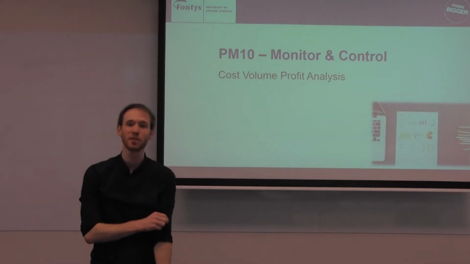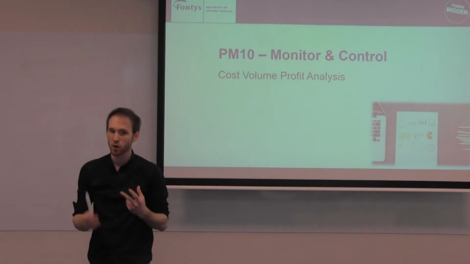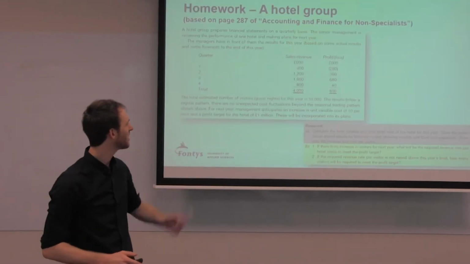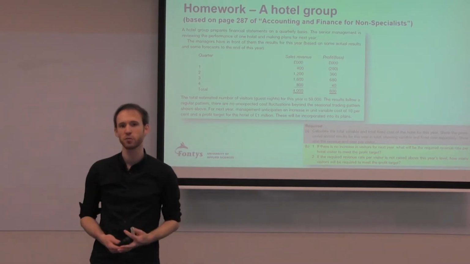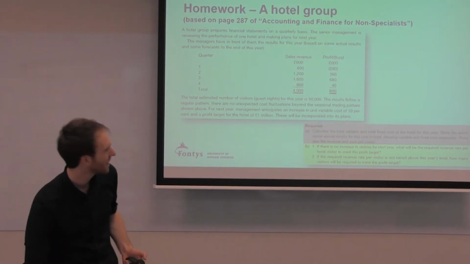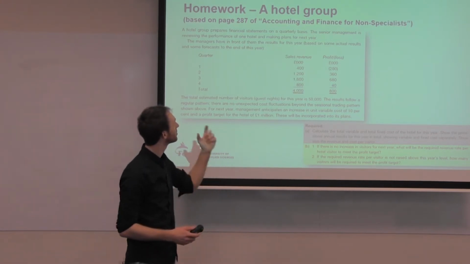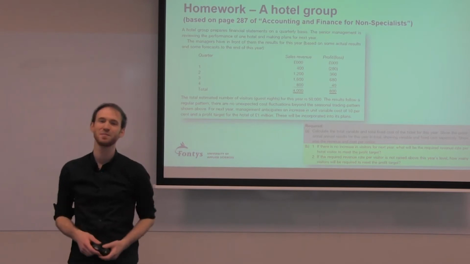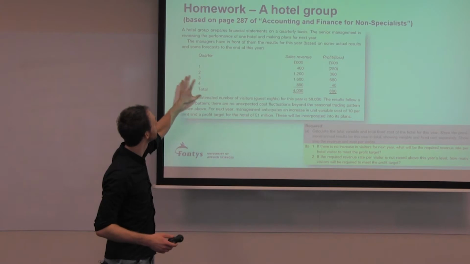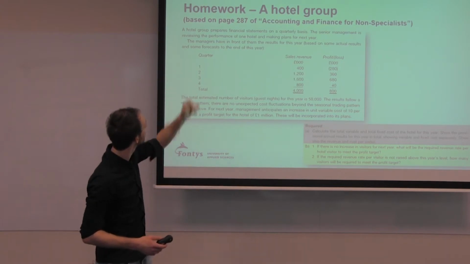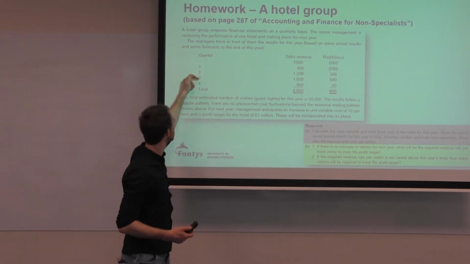Okay, welcome back to the tutorial of the cost volume profit analysis content that we have in this week. We have one task that we deal with in this tutorial, which is the hotel group task, which is a bit more demanding, as said already in the lecture. So a hotel group is actually about a hotel, as the name says, and they have presented you with certain financial data. So the hotel group prepares financial statements on a quarterly basis. So you see the different quarters of the year.